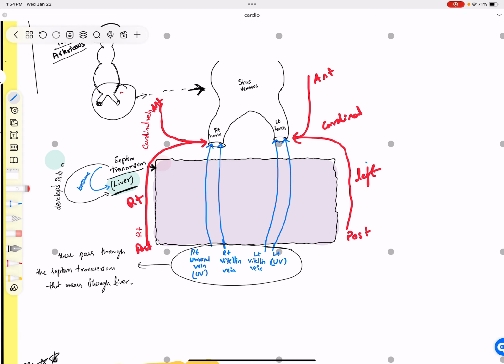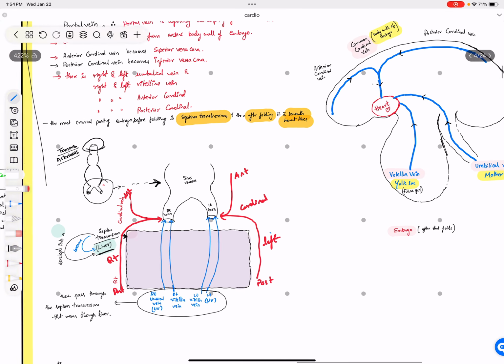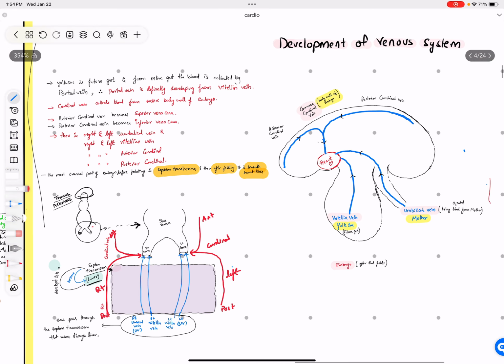In the same way, the left anterior cardinal vein, left posterior cardinal vein, and left common cardinal vein are going to drain into the left horn of the sinus venosus, and the right anterior cardinal vein, right posterior cardinal vein, and right common cardinal vein drain into the right horn of the sinus venosus. These are the things in the overview of development of venous system.